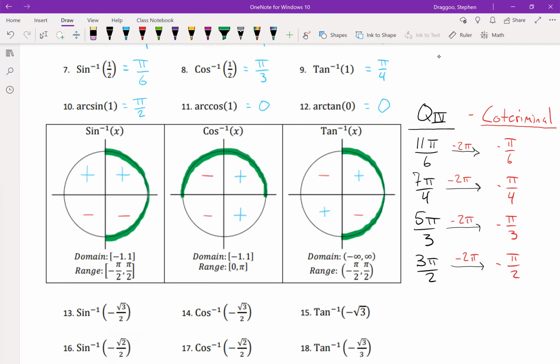But also the domain of the tangent inverse function is going to be all real numbers, since I can get any number out of a tangent function. I can always find an angle that'll get me any tangent value, meaning the domain of an inverse tangent function is all real numbers. So let's apply what we just talked about there to the negative values off of the unit circle.